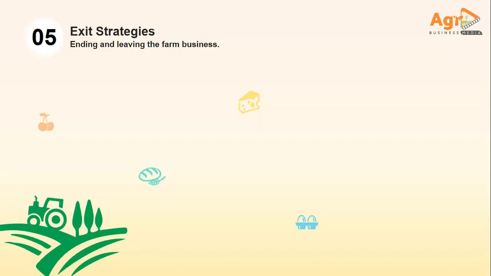Lastly, is exit strategy. How do you exit the business? So these are strategies for ending the farm business. And it usually occurs at the retirement of the farm owner or operator, but the strategy may start to be implemented several years before retirement. And this is what we usually recommend.